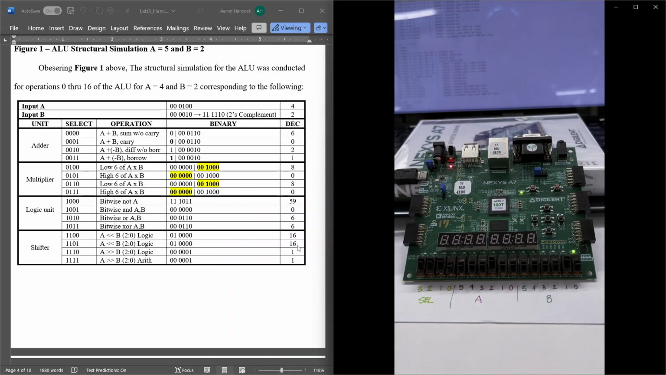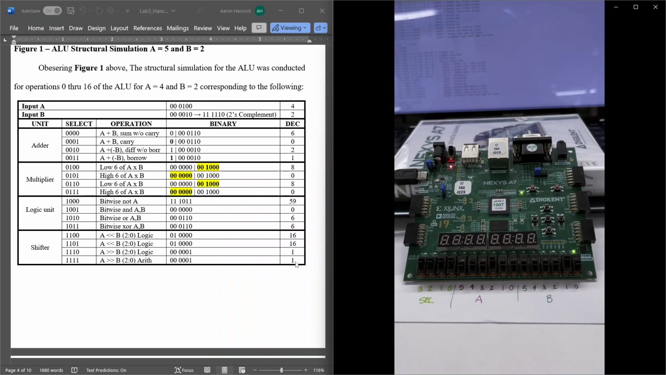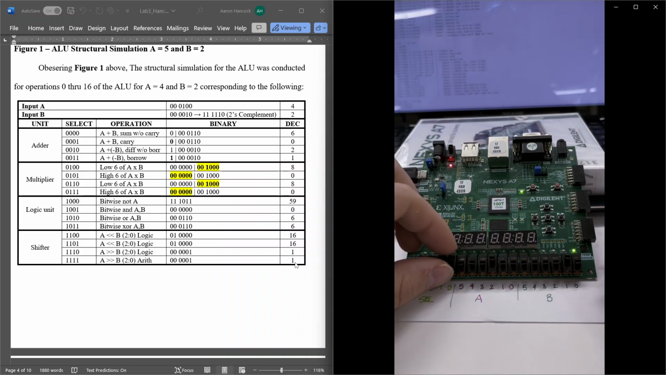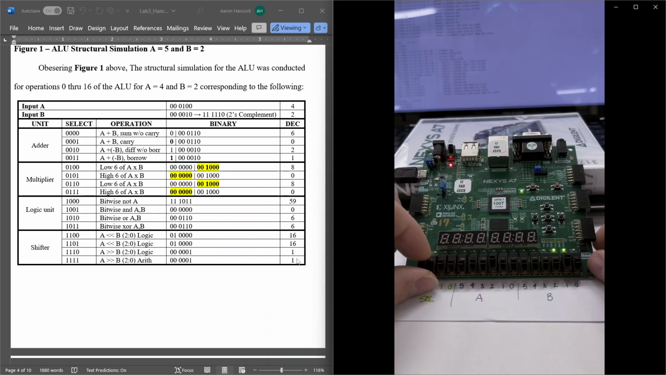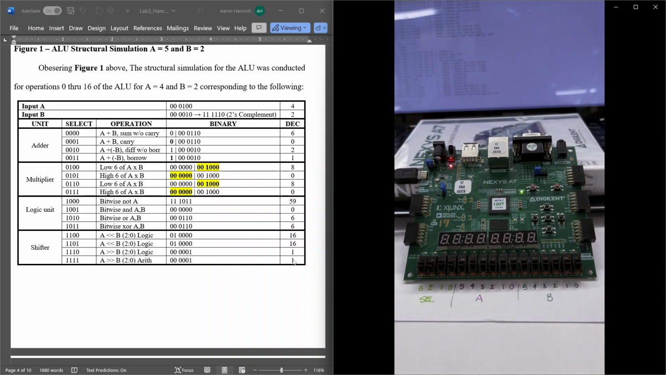For input 14, we're going to shift to the right by 2 bits, because B is a binary 2, we're shifting to the right by 2 bits. And for input 15, we're doing an arithmetic right shift by 2 bits. In this case, the leading significant bit was 0, so we brought in zeros.